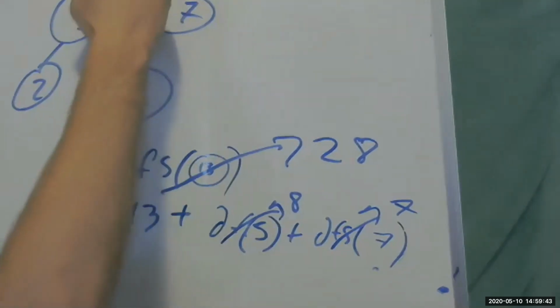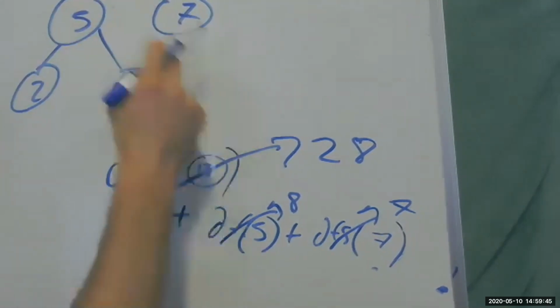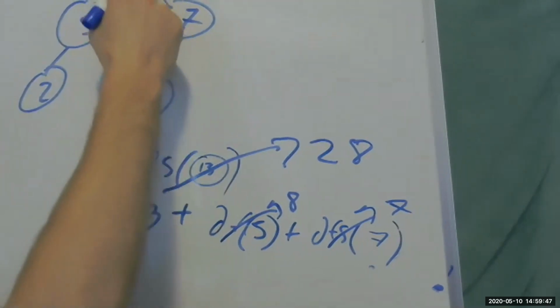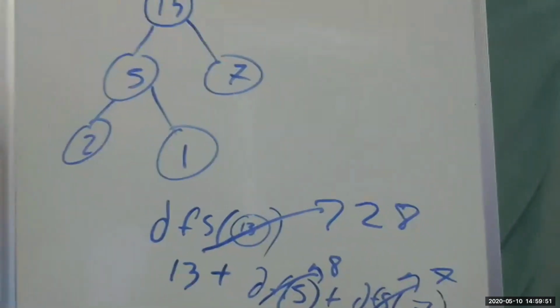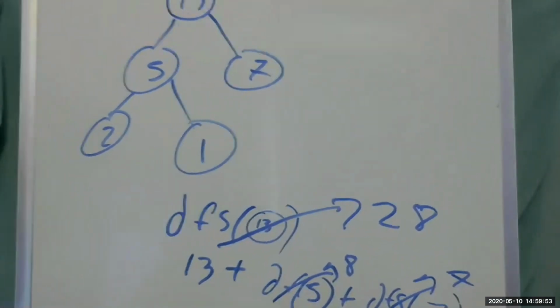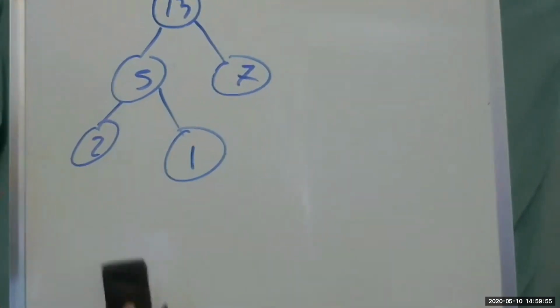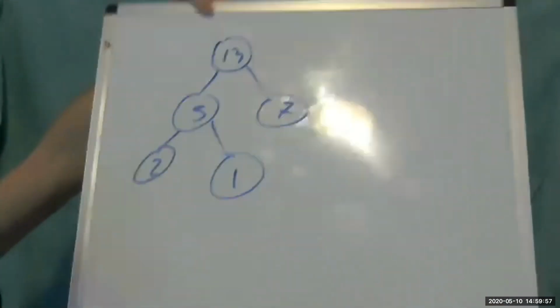So we went all the way down to here, and then here, and then here. And finally made it back up to the top. Okay, so that is our depth first search recursively.